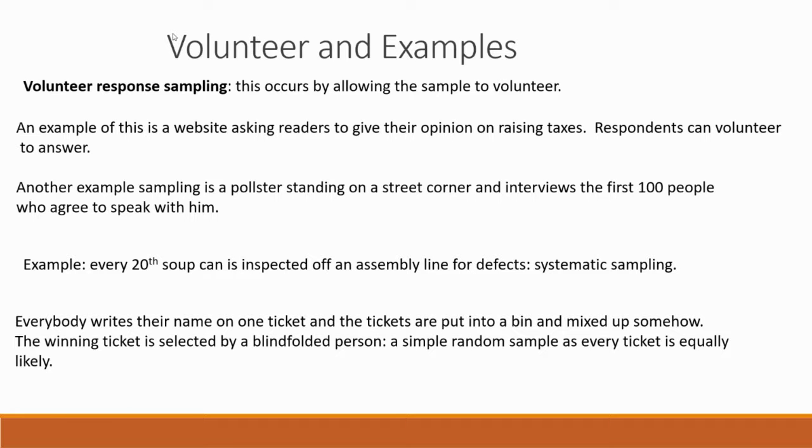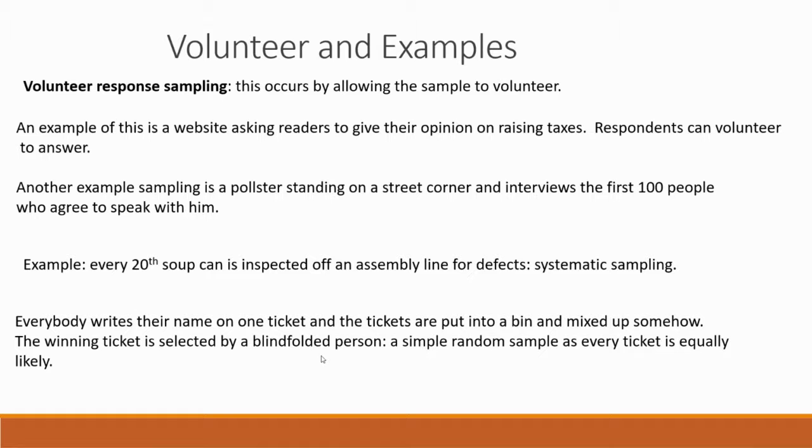Okay. These are just some examples here, though. So here, this is volunteer response. That's another source of bias. And these are just some examples that we're doing as well. So for instance, we have every 20th soup can inspected off an assembly line for defects. That would be systematic sampling. Again, we're not just dealing with people here. We're also looking at objects. It's not just for people.